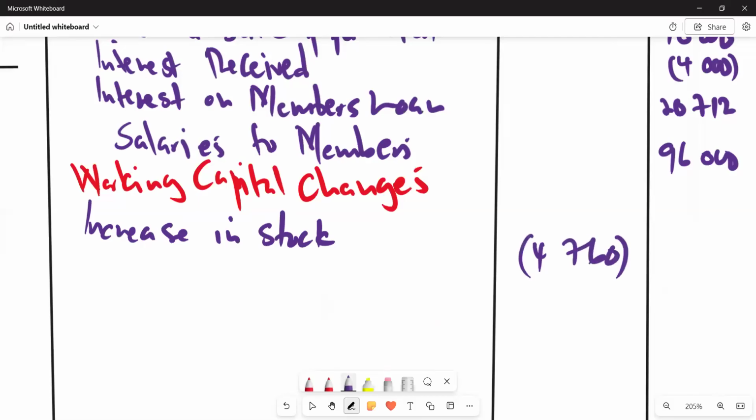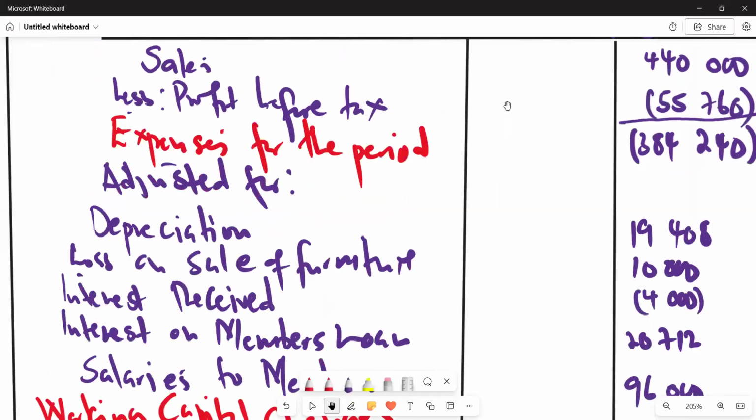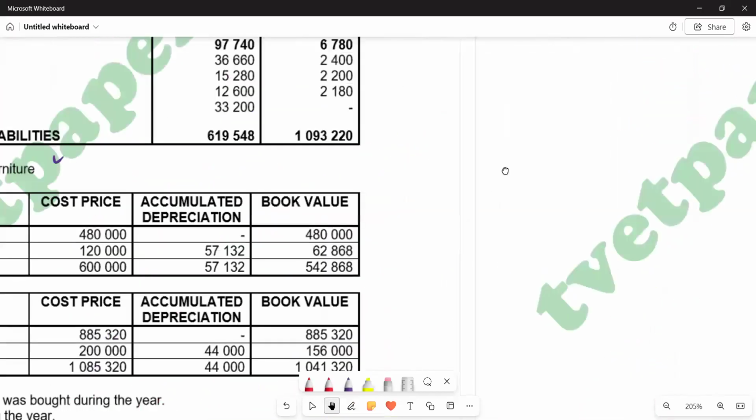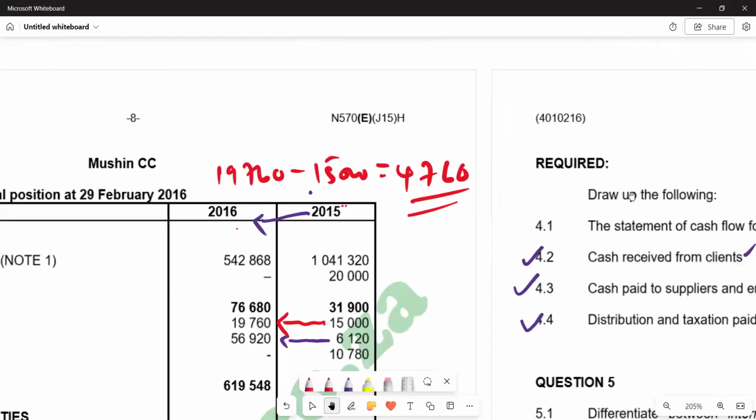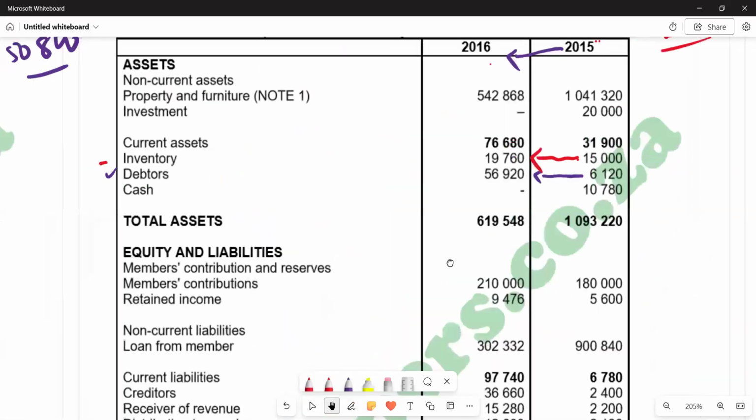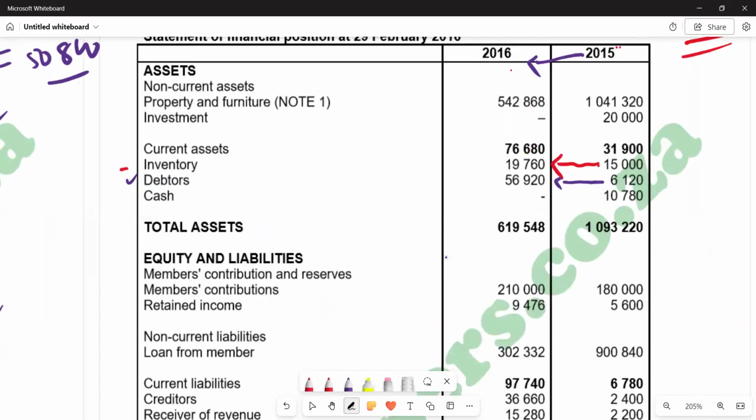Then we check if there is anything else that we can adjust under current assets, then we move on to current liabilities. We still have cash. Cash we don't adjust at this point, because cash is the one that is going to show the cash movement. We are looking for cash movement, so we cannot adjust for cash at this point. We only adjust for our inventory, which is our stock.